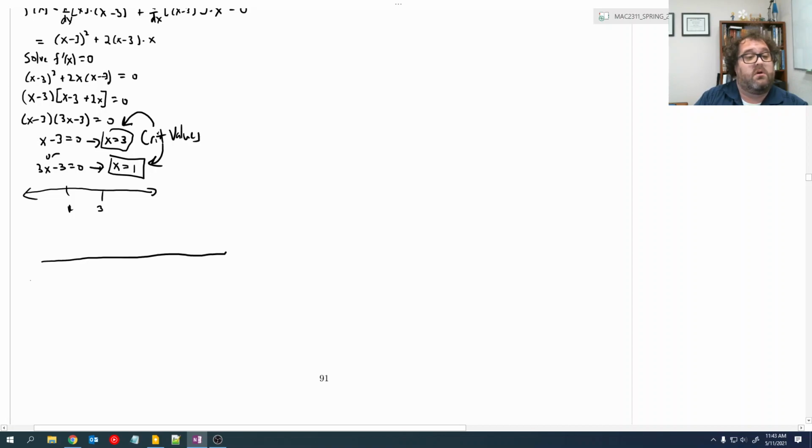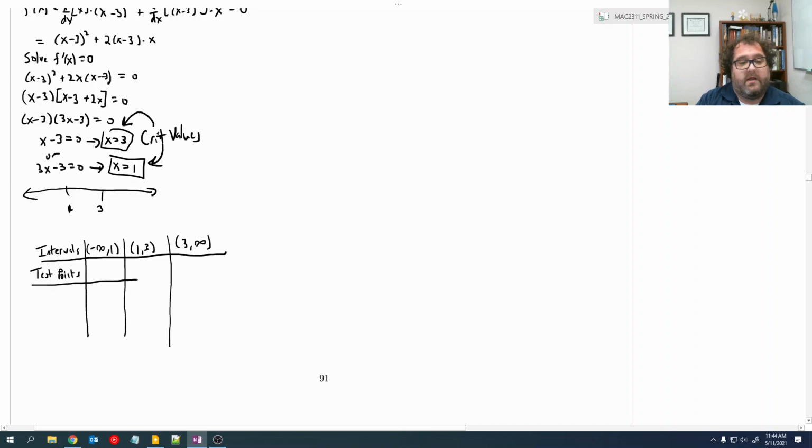Our first row is our intervals. And now we said we have negative infinity to 1. And then we have 1 to 3. And then we have 3 to infinity. Our next row of our chart is going to be your test points.